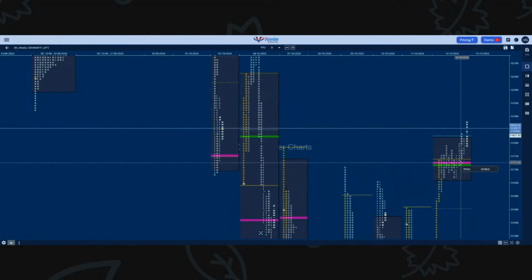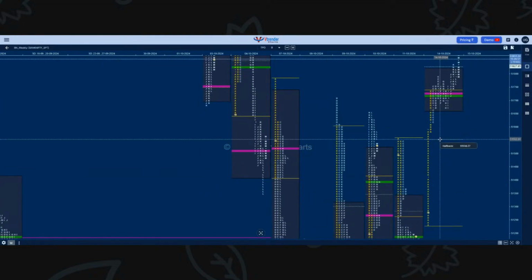On the downside, 51728, the POC would be the reference along with this pullback low of 51669. So holding these two levels, we can expect the range to continue higher. But if we break this, then there is a very good chance of getting a test of this 51556 and this 8 TPO's halfback of 51413.